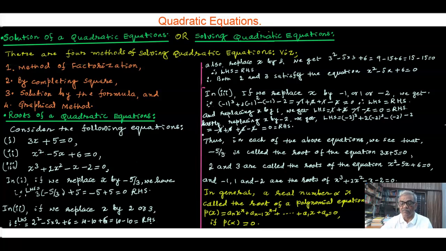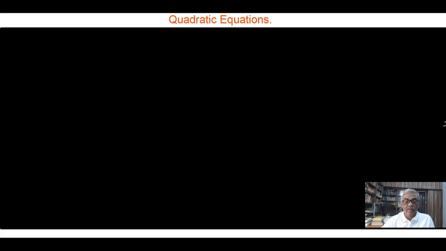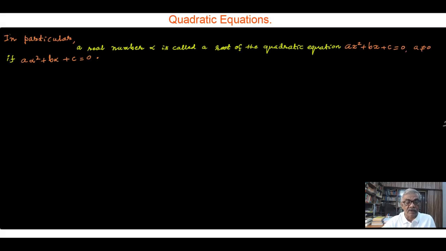And therefore minus 3 by 5 is a root of a linear equation. 2 and 3 are called roots of the quadratic equation. Minus 1, 1 and minus 2 are the roots of the cubic equation x cube plus 2x square minus x minus 2 is equal to 0. In a few of the examples which I have discussed, I am going to define what is a root of a quadratic equation.